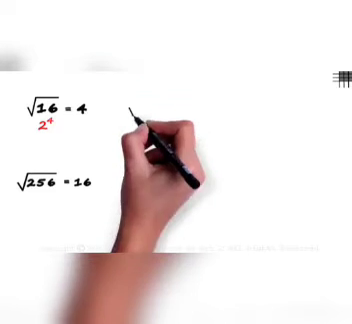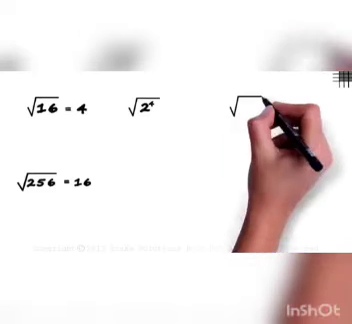Let's try writing 16 in exponential form. We know that 16 can be written as 2 raised to 4. So the square root of 16 can be written as the square root of 2 raised to 4. It's the same thing as the square root of 16. Can it be written in some other way? Yes, it can also be written as square root of 4 raised to 2. We just wrote 16 in 2 different ways, 2 raised to 4 and 4 raised to 2.